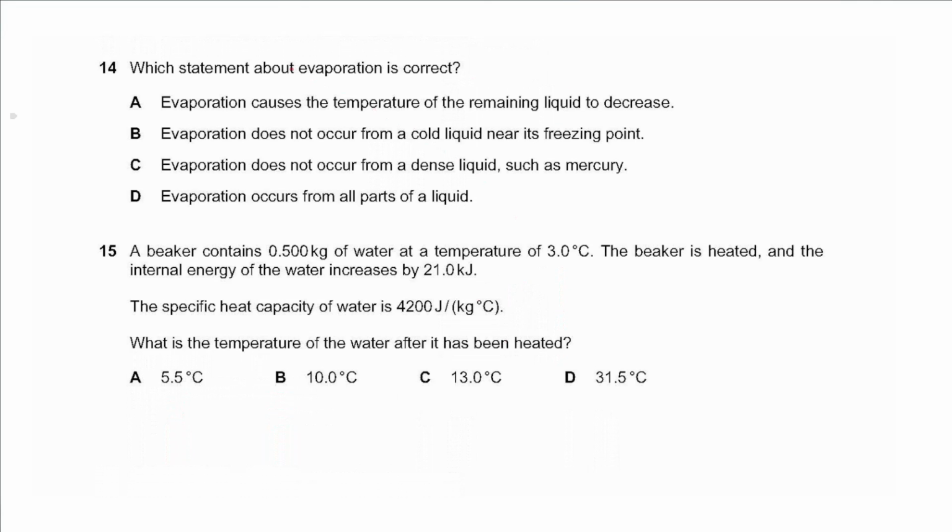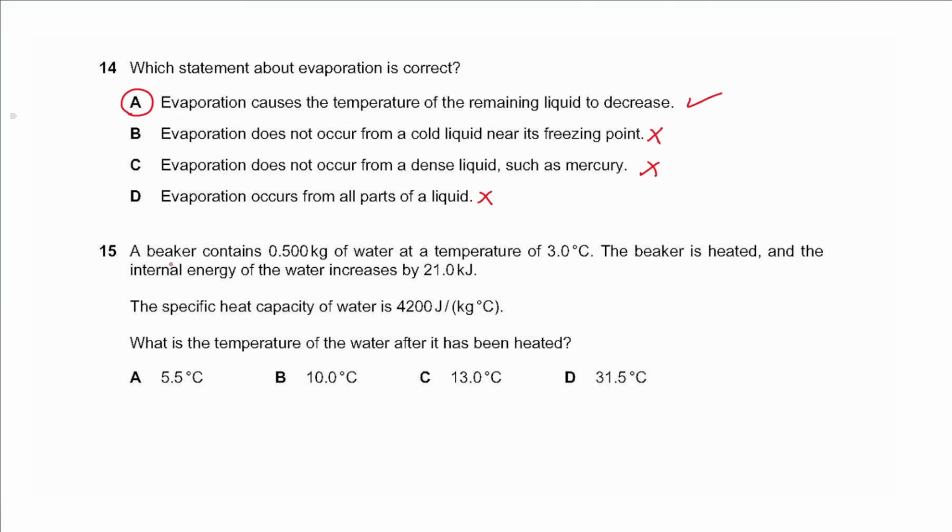Question 14 says which statement about evaporation is correct? Evaporation causes the temperature of the remaining liquid to decrease. That's correct. Evaporation does not occur from a liquid near its freezing point. No, it occurs at any temperature, so this is wrong. Evaporation does not occur from a dense liquid. It does. Evaporation occurs from all parts of the liquid. No, only at the surface, so the answer here is A.